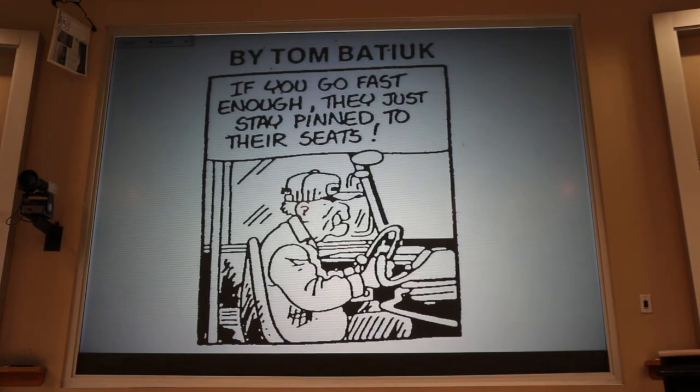Now, all of America laughed at that cartoon, but not all of America was laughing for the right reason, okay? If you go really, really fast, are you going to pin those kids to their seat? No, you can go 1,000,000 miles an hour. If it's a constant 1,000,000 miles an hour on a smooth road, they don't know they're not in their living room. You've got to accelerate to pin those kids, okay? That's what you've got to do.